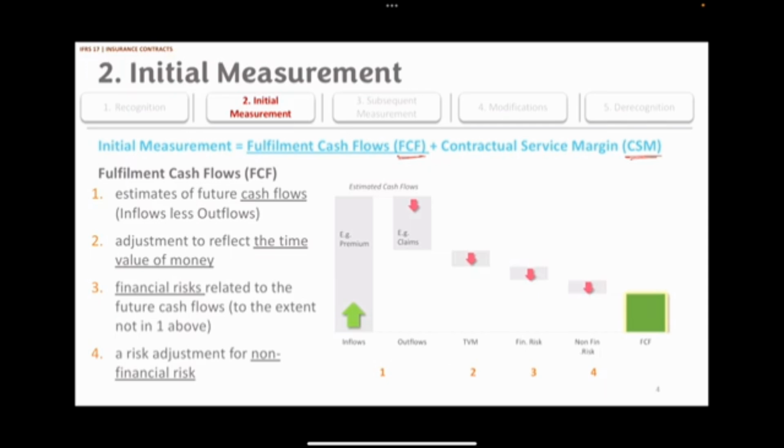Let's look at a very simple example. If we have a contract that's over a period of 10 years, expected inflows will most likely be insurance premium. That will be the largest component of gross inflows. There will be outflows because of claims. There will be outflows expected from servicing, or the cost of servicing, the insurance contracts. And because this is over a period of time, there will be a reduction for time value of money. And then there are adjustments for two other types of risks: financial risks and non-financial risks. Financial risks could simply be credit risks, for example. Non-financial risks are a measurement or an estimate of uncertainty around the amount and timing of future cash flows. The net cash flow after all these adjustments is the fulfillment cash flow.